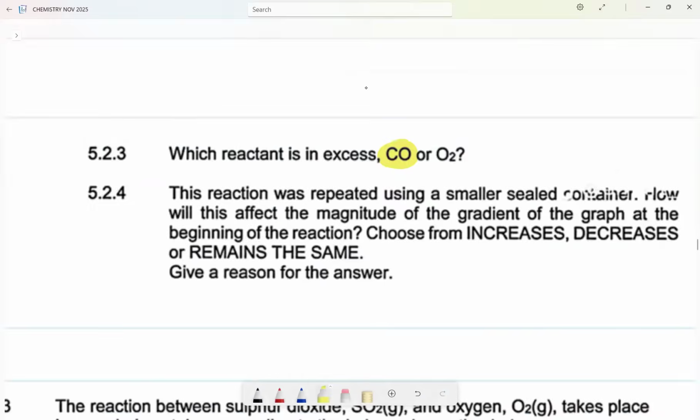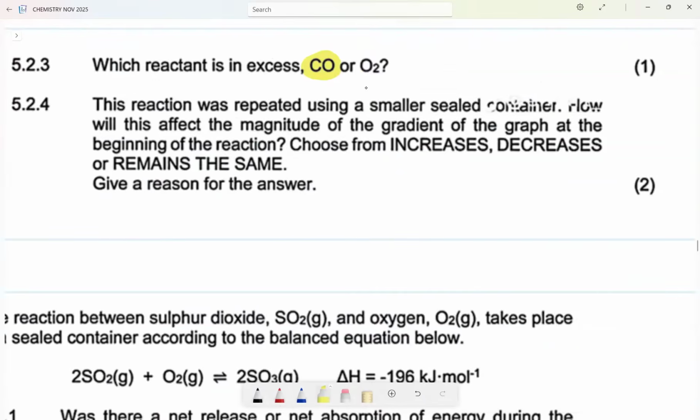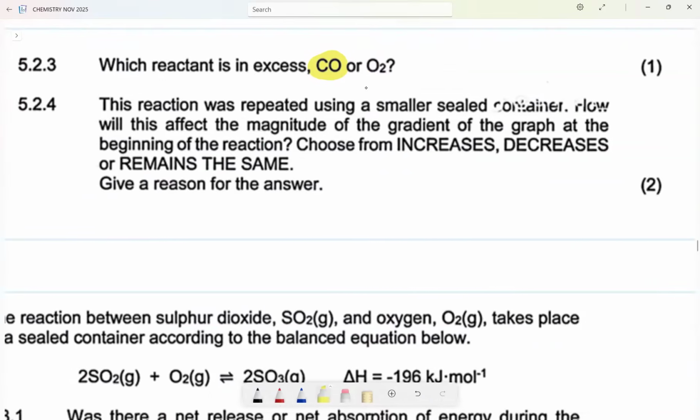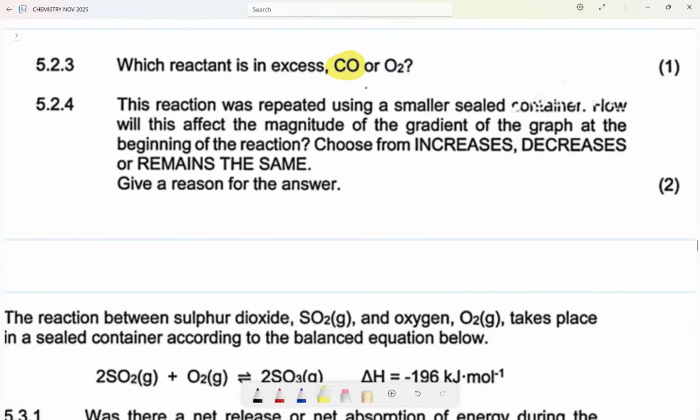The reaction was repeated using a smaller sealed container. How will this affect the magnitude of the gradient of the graph at the beginning of the reaction? Now they are using a smaller sealed container. They are decreasing the volume. Then the question is, how will this affect the gradient of the graph at the beginning of the reaction? Well, the gradient of the graph will decrease, because now, when I decrease the volume, I'm lying, it's going to increase.